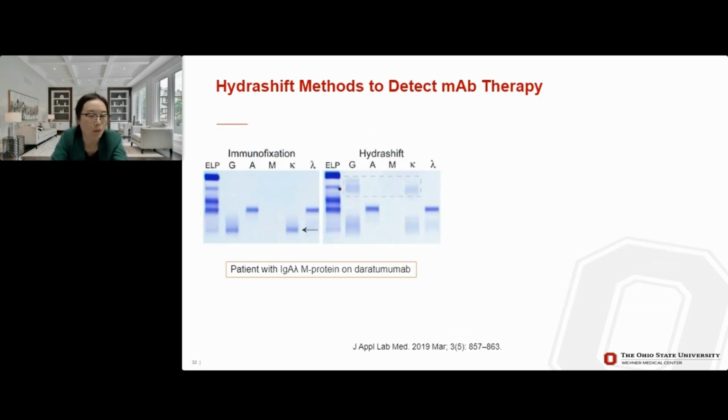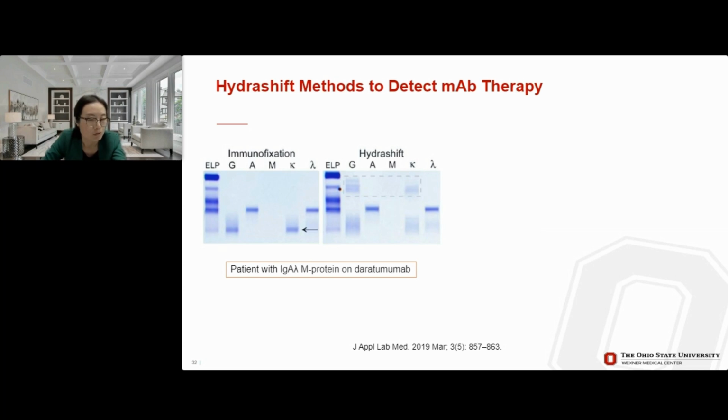To overcome daratumumab interference, the co-migration of daratumumab and the malignant M protein of IgG kappa subtype can be reduced by the HYDRASHIFT assay from Sebia. This assay uses an antibody targeting daratumumab to change the migration of daratumumab during electrophoresis.